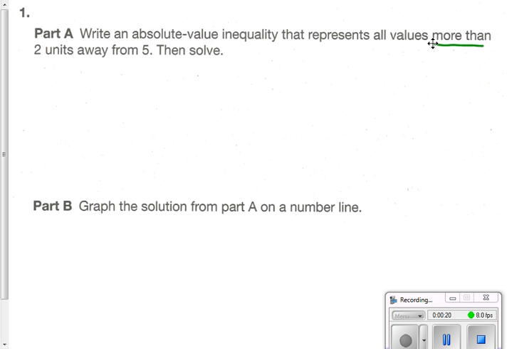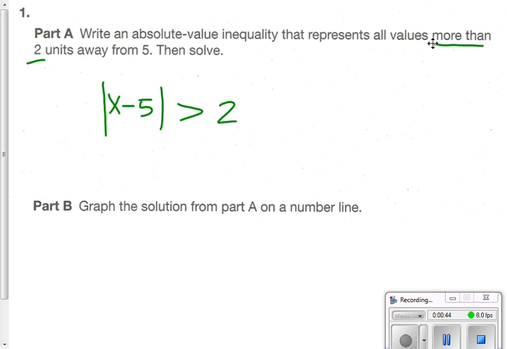So more than 2, and it is 2 units away from 5. So we need to go ahead and solve this. Here's the units away from 5. That's that absolute value. We need to be more than 2 units away, so this has to be more than 2 units away from 5.